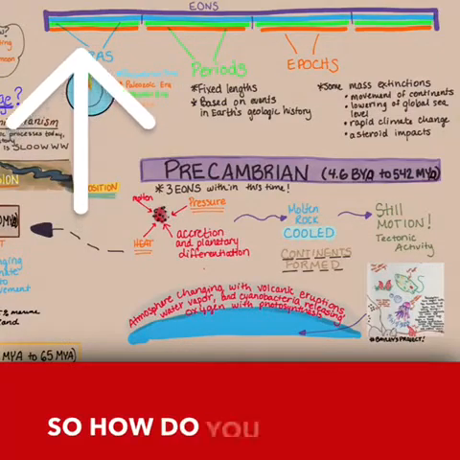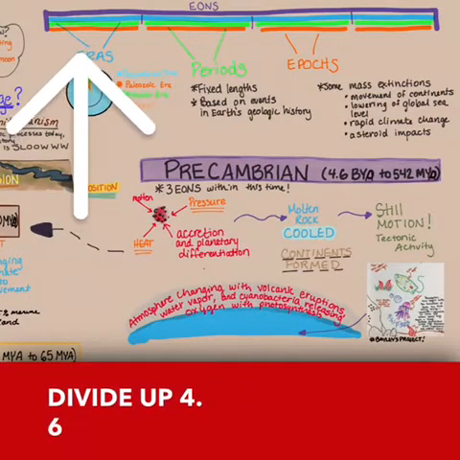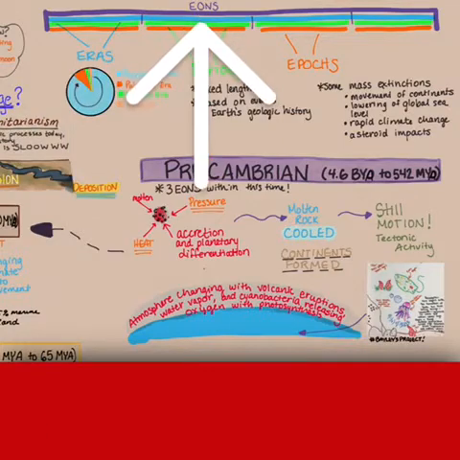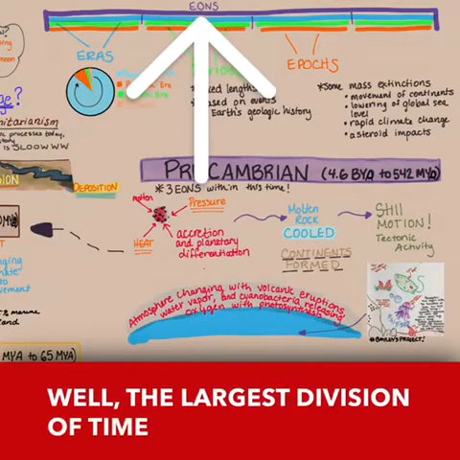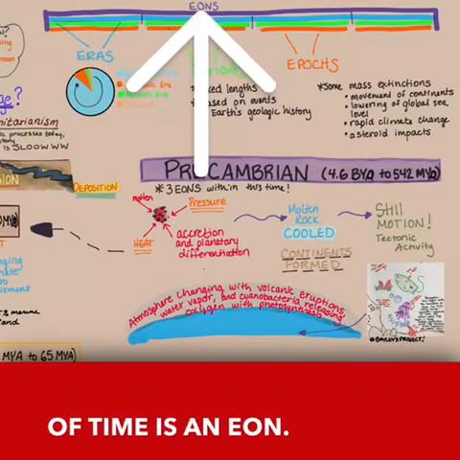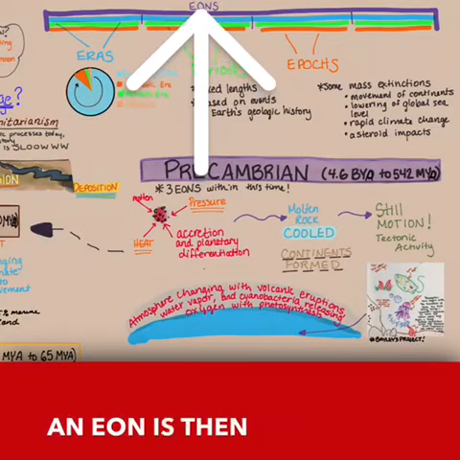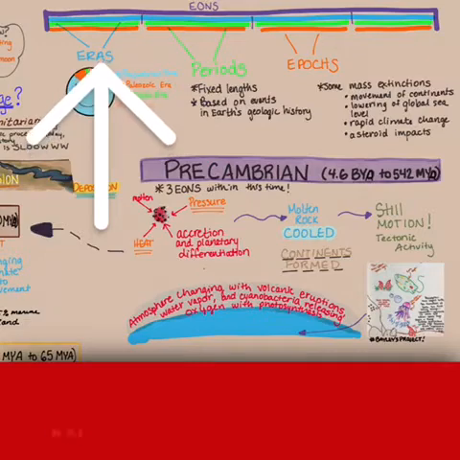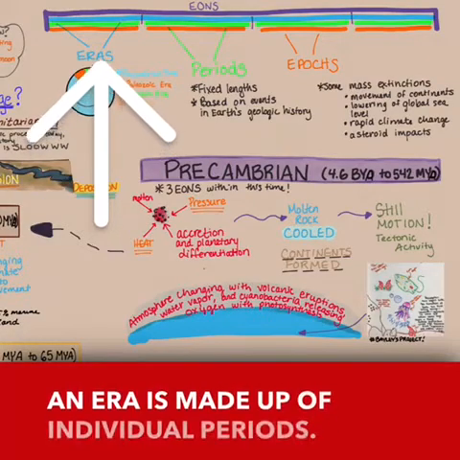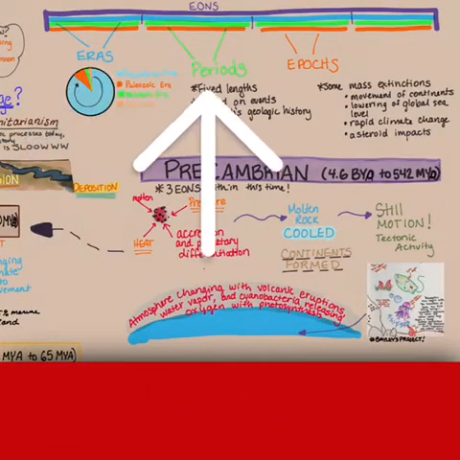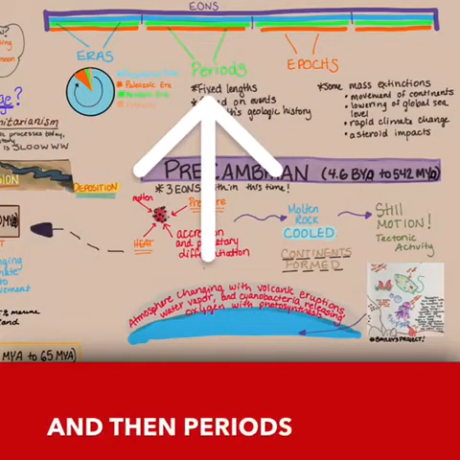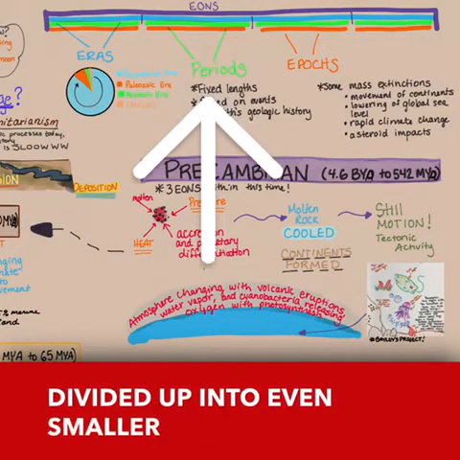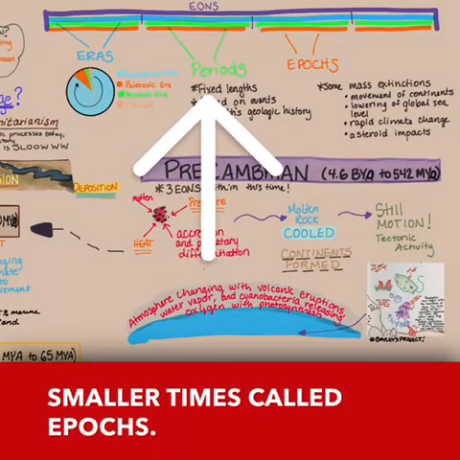So, how do you divide up 4.6 billion years? Well, the largest division of time is an eon. An eon is then made up of eras. An era is made up of individual periods. And then periods are divided up into even smaller times called epochs.